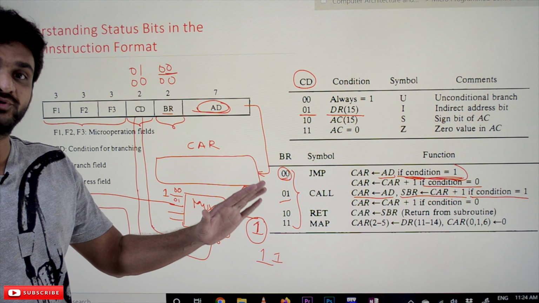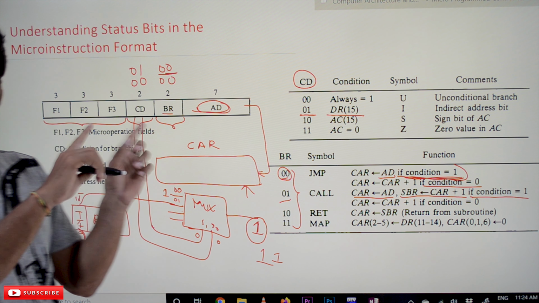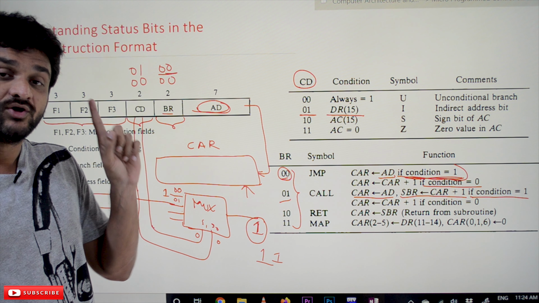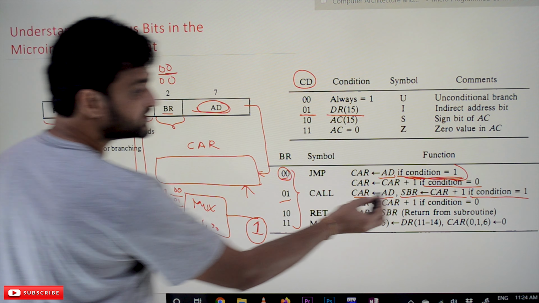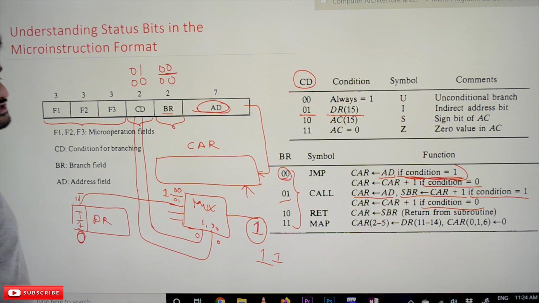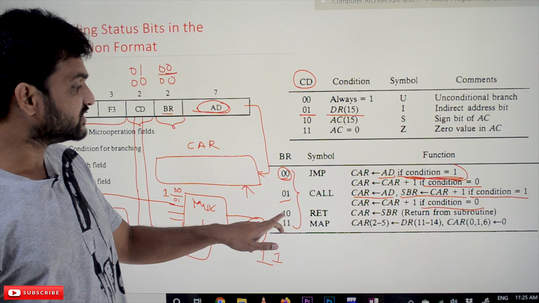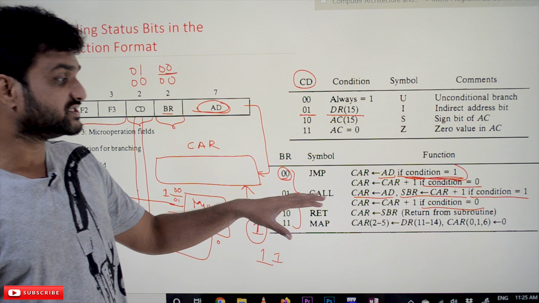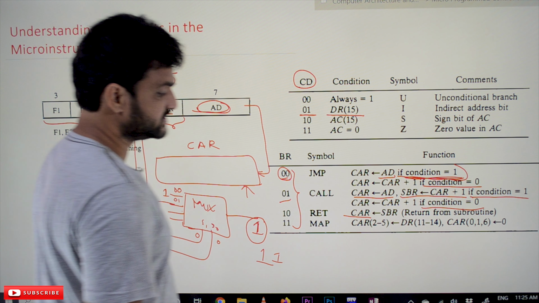subroutine register. What this subroutine register is, we will try to understand in our later classes. We have seen in our computer configuration that the microprogrammed control unit consists of 2 registers: one is the subroutine register and the other is the control address register. The subroutine register value will get incremented if the condition is 0; if the condition is 0, just the control address register will get incremented. And similarly, if the BR value is 10, return, the subroutine register value has to be transferred onto the control address register.